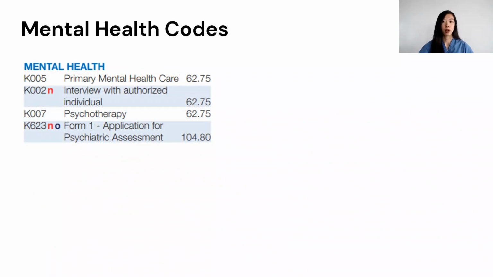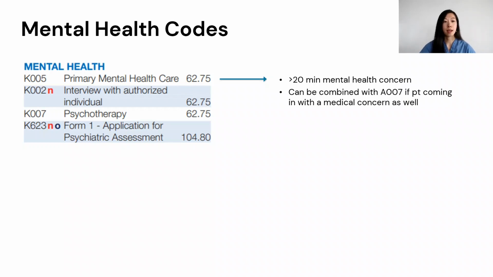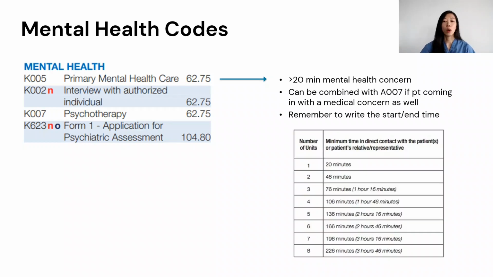Okay, so let's focus on the different sections of the first page of the SGFP document. So the mental health codes. The most common one we probably bill is the K005, which is any mental health concern that's more than 20 minutes. And it can be combined with an A007 if the patient comes in with a rash and they also want to talk about their anxiety, for instance. And just remember, for these mental health codes, you want to write down the start and the end time, because this is when the number of units we talked about comes into effect.